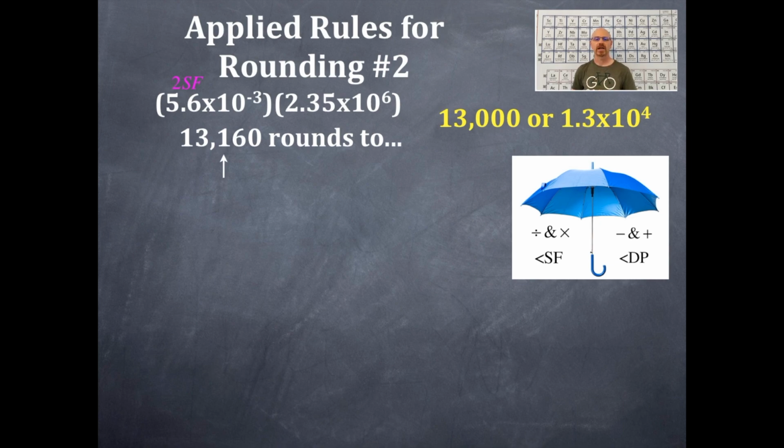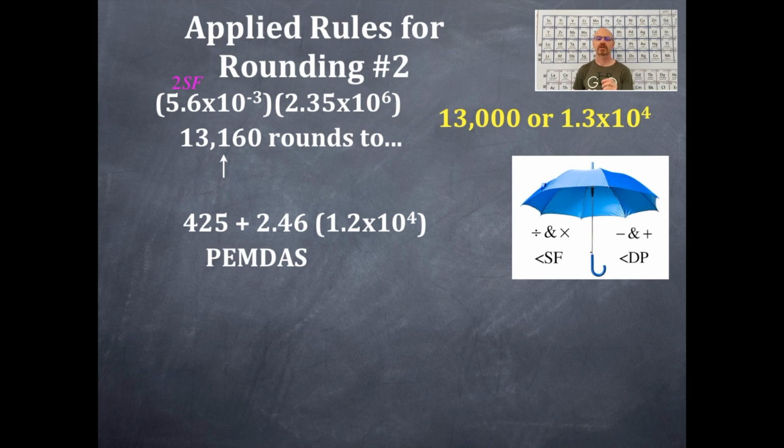Let's try another one. Okay, now this one is complicated because we have addition and we have multiplication. So what we need to do is we need to remember back from our math class and our wonderful math teacher, the rules of PEMDAS. That is parentheses, exponents, multiplication, division, addition, and subtraction. So you're going to be doing the multiplication first in this problem. That is the 2.46 times the 1.2 times 10 to the 4.